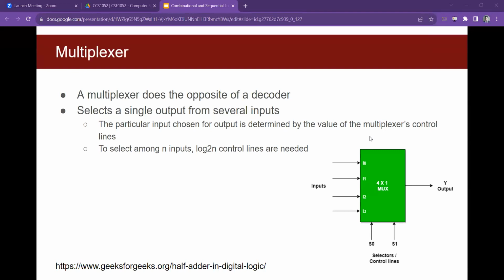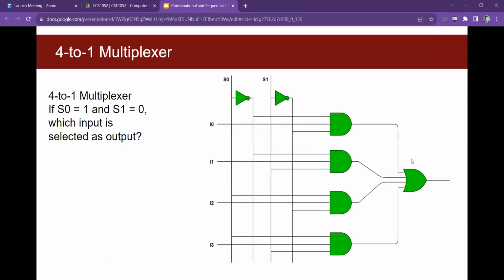So I have done this one. So I just draw the circuit.